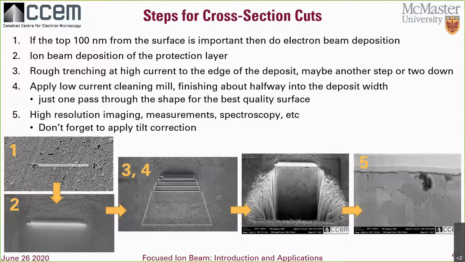Next is rough trenching at high current towards the edge of the deposit, maybe scaling down to a medium current step or two, depending on the situation. Then apply the slow, low current cleaning mill, finishing about halfway into the deposit width with just one pass through the shape to give you a great surface. In my example, I combined this with trenching there.